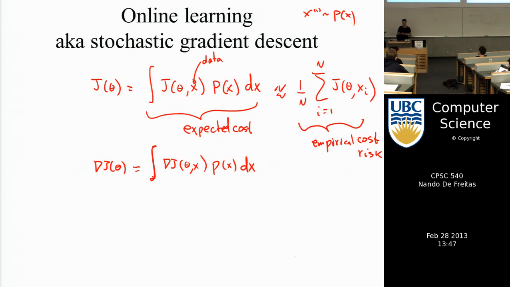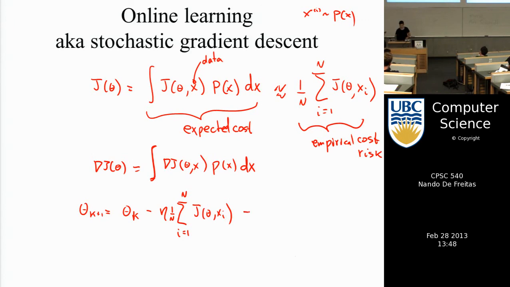Now, if you do this, then when we update theta k, when we use gradient ascent, we are essentially running an algorithm of this form. Okay, so that's just the expression for the gradient.